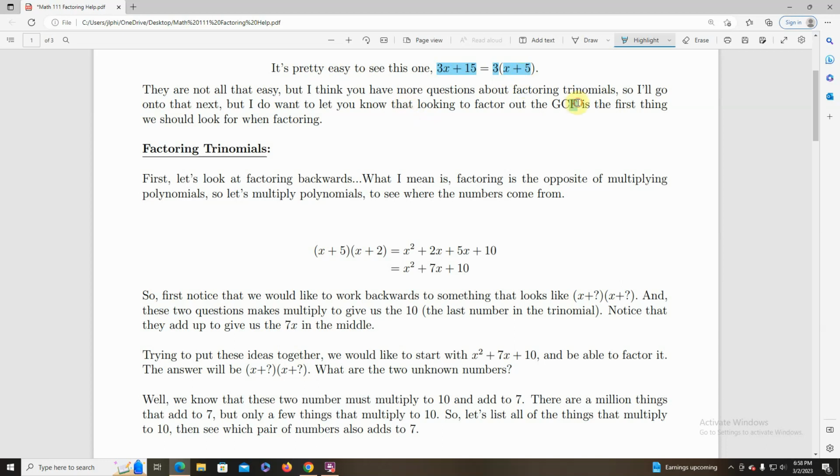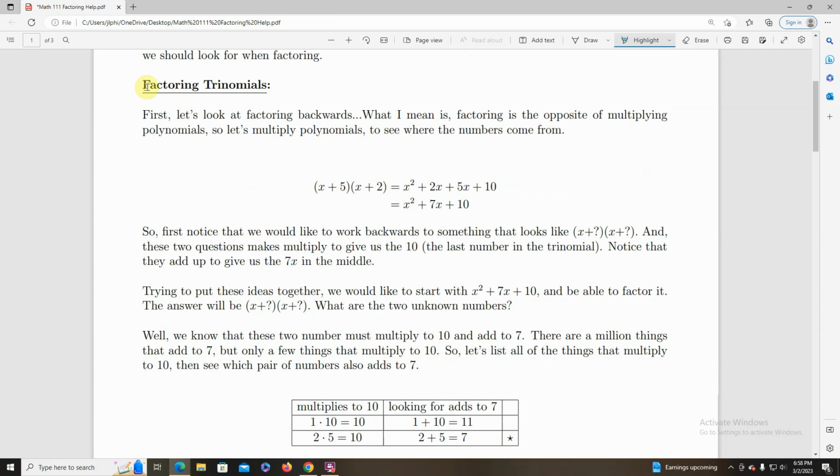Now, factoring out GCFs is what this is up here. That's not something I expect you to need much help on. If you do need help on that, we can make some more videos on that. That's a skill you might already have. The thing that people do tend to struggle with is when we start factoring bigger polynomials, for instance, factoring trinomials.